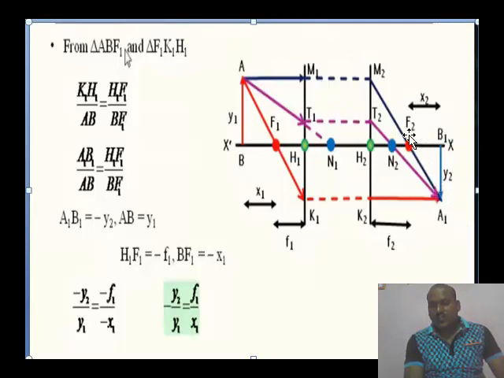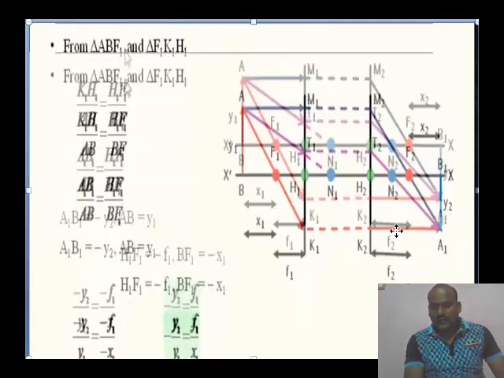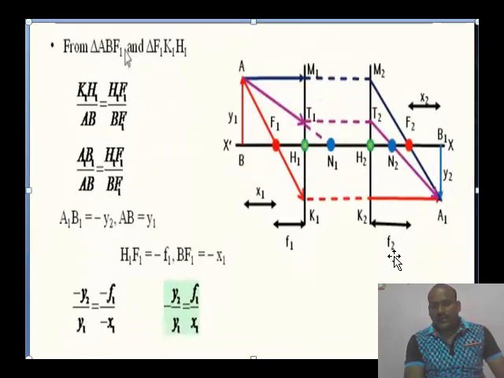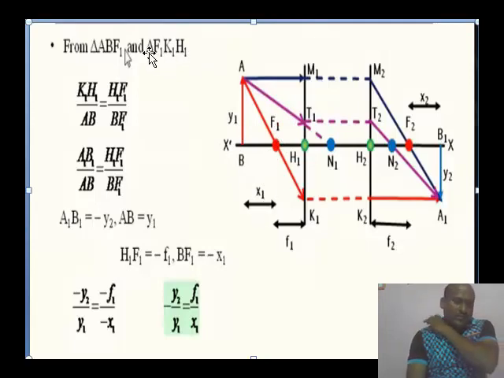X2 is the distance of the image from the focal point F2 to the image point B1, and F2 is the second focal length. We see here F1 is the first focal length and X1 is the object distance, that is, the distance from the object to the first focal point. So look at triangle AB F1.